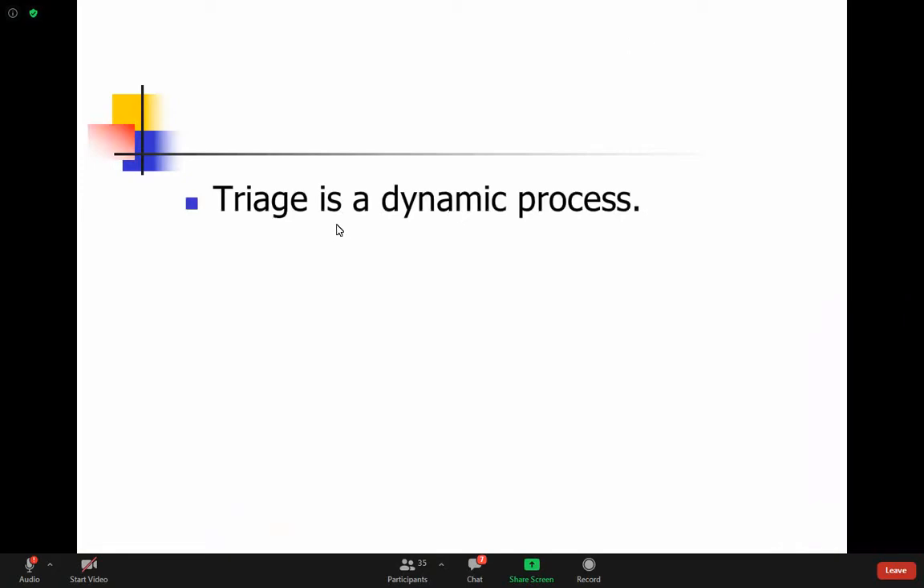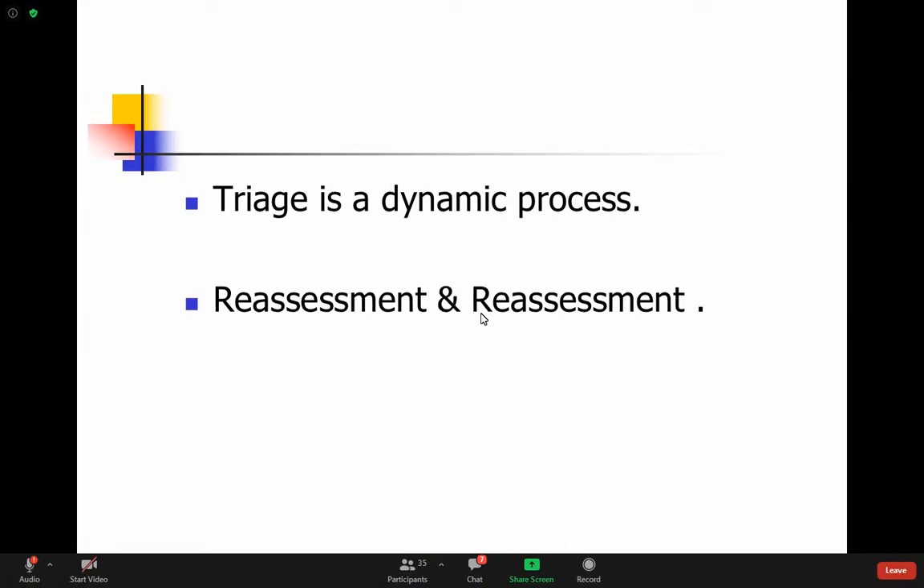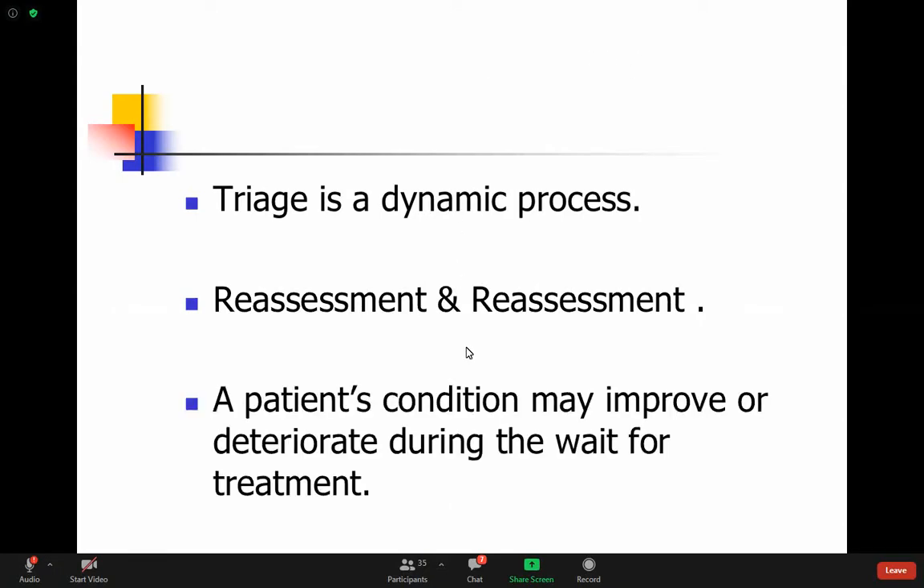Triage is a dynamic process. As I said, a patient who may come in to the emergency department, after 1 hour, he may deteriorate and get sicker. So you have to assess and do reassessments of those patients. And usually we do it every half an hour or every 1 hour.